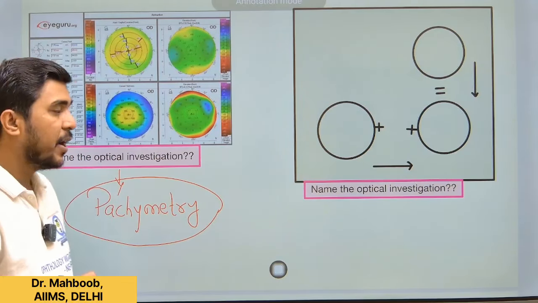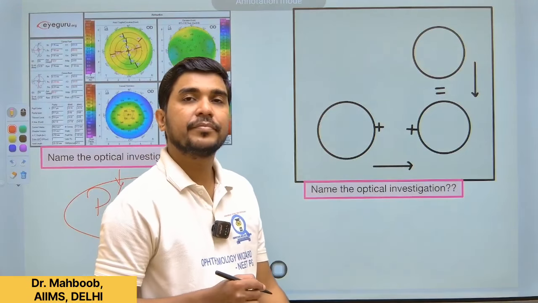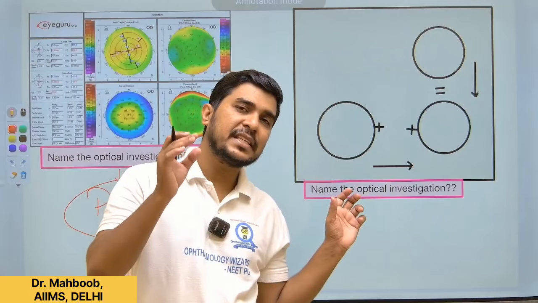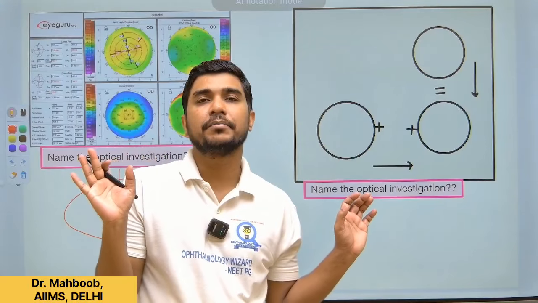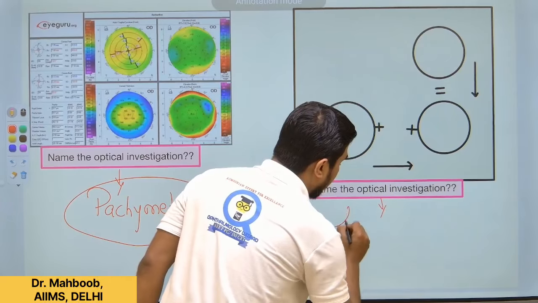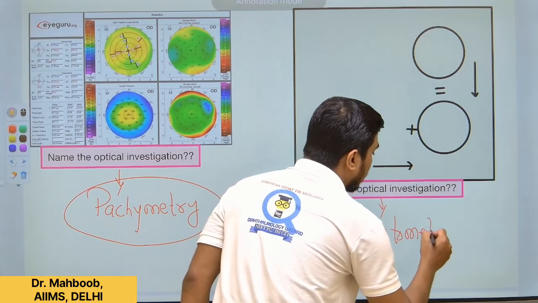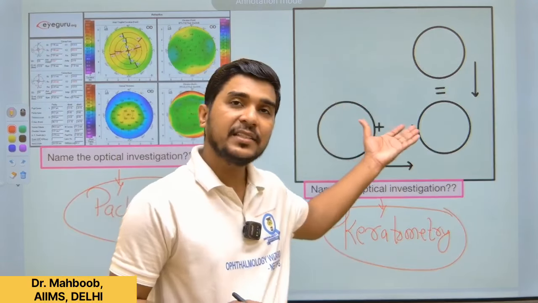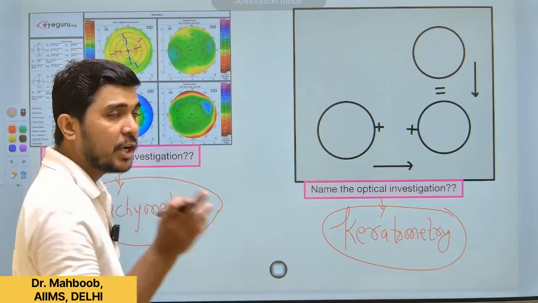This is pachymetry. Understood? What is this optical investigation? Basically, these are the Mires, which are seen in one optical investigation for the cornea. Which investigation? Remember, it is seen in keratometry. So, this is very important. In the keratometer, these Mires are seen and perfect alignment will give you the value. No need to go into details.